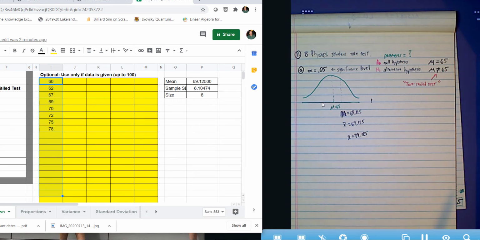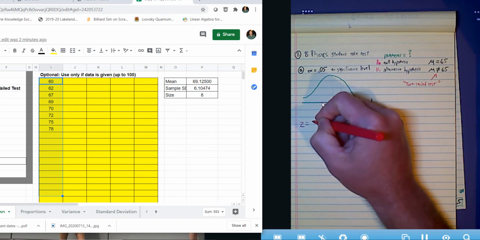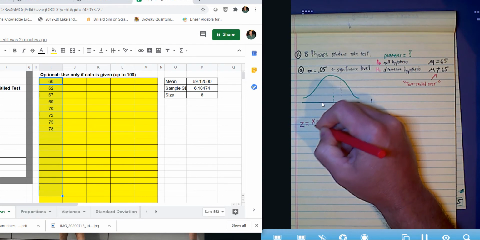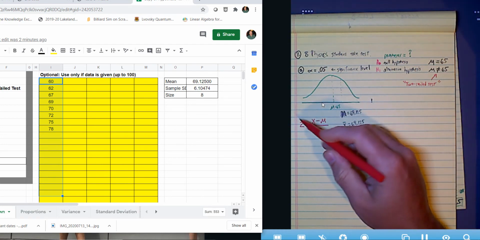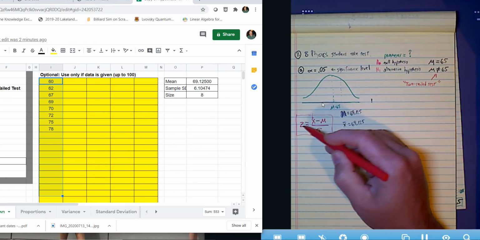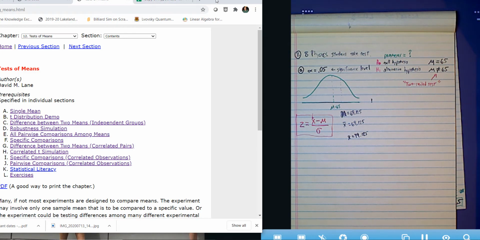Okay. Well, it turns out that we have a formula that you've seen again and again. Z equals X minus the mean mu over the standard deviation sigma. That was our formula to convert a data value X into a Z-score. And you've seen that again and again and again. And there's a very similar formula in the book that I want to point out under tests of means.